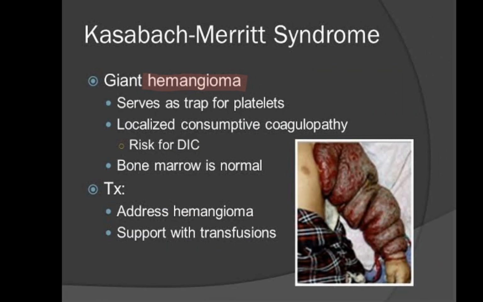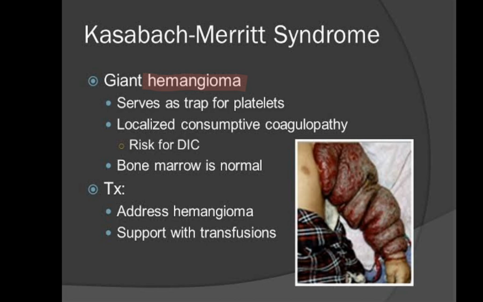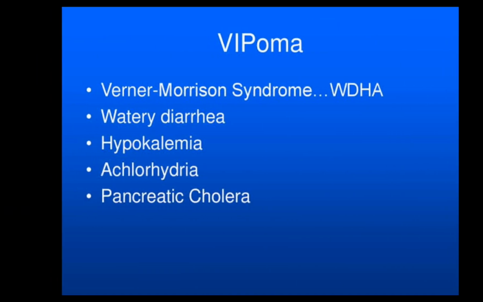Then we have Kasabach-Merritt syndrome. Kasabach-Merritt syndrome is linked with giant hemangioma. It is a DIC-like condition, and the giant hemangioma traps the platelets. Then we have insulinoma. In the insulinoma, we have Whipple's triad, that is hypoglycemia, decreased serum glucose, and the symptoms resolve with normal glucose. So insulinoma, Whipple's triad. Whipple surgery is for pancreatic cancer. Whipple's triad is for insulinoma. Kasabach-Merritt syndrome, hemangioma. And Passaro's triangle, gastrinoma. Glucagonoma, dermatitis, cheilitis. VIPoma, watery diarrhea, hypokalemia, and achlorhydria, linked with Verner-Morrison syndrome.